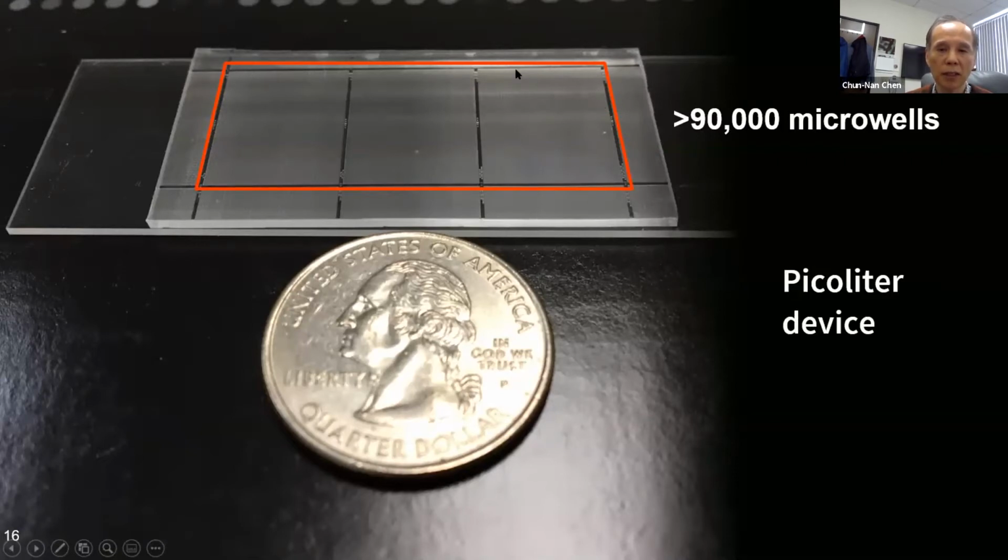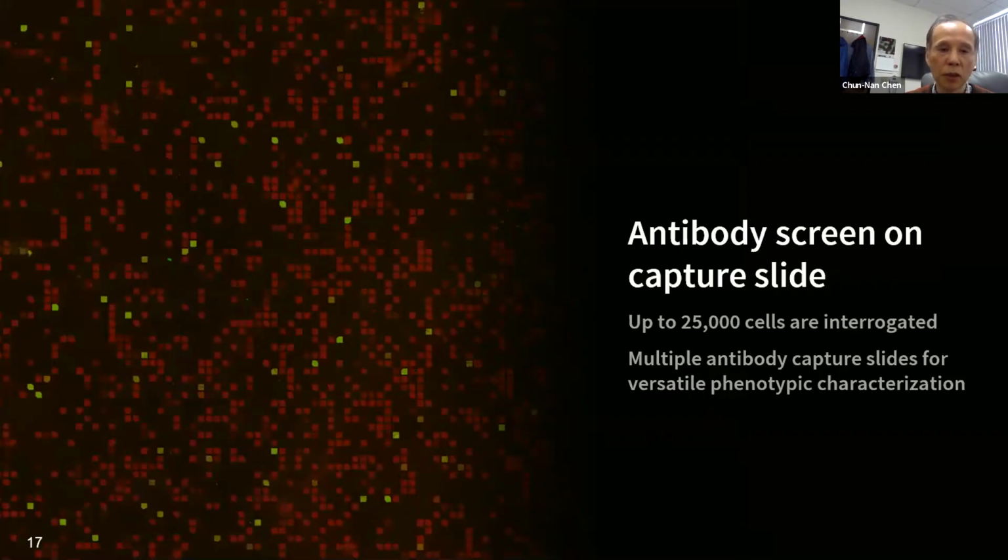And each one of them has 30,000 microwells, with a volume of a little less than 200 picoliters. So that's why we call it the Picoliter device. And here is after we print it out, and then stain it. First of all, the green is an antigen that has been fluorescently labeled with Cy3. And after scanning it, it shows up in the green channel.